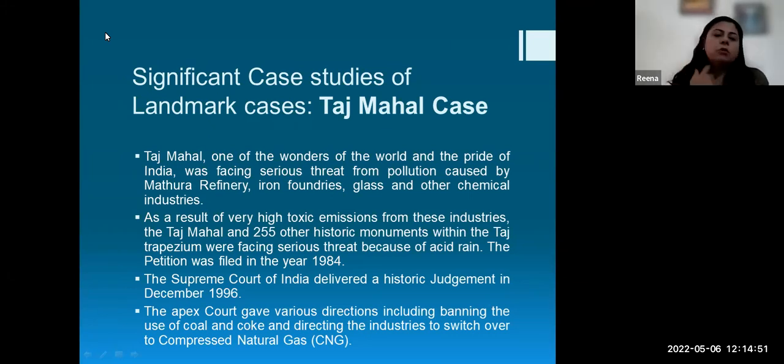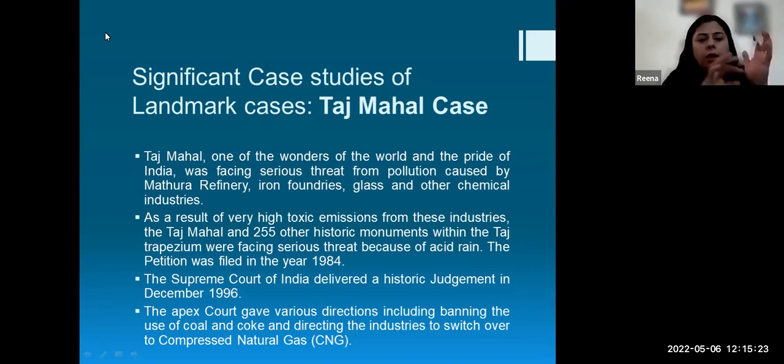There was a high level of pollution caused by the Mathura refinery, as well as iron foundries, glass and other chemical industries. There were many registered and unregistered industries operating within the vicinity of the Taj Mahal. As a result of very high toxic emissions from these industries, there were also 255 other historic monuments within the Taj trapezium zone.